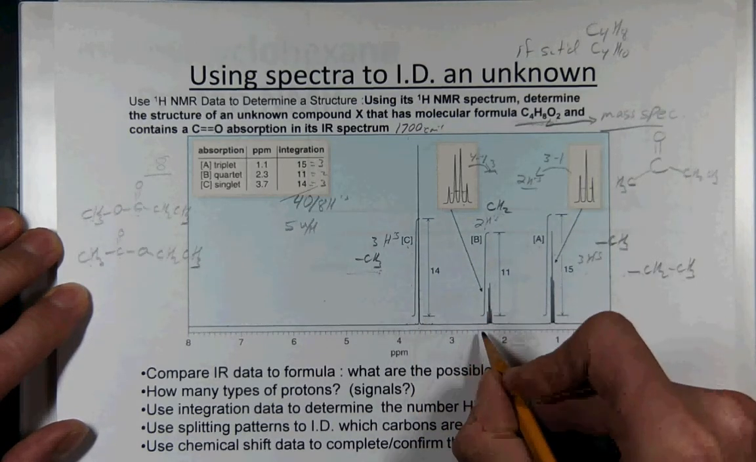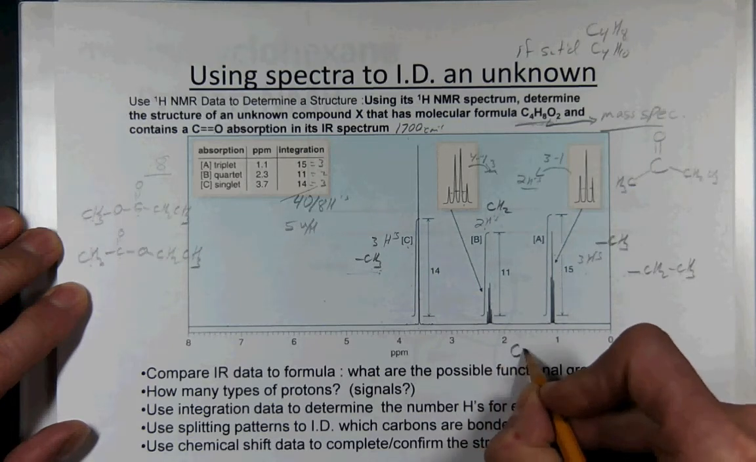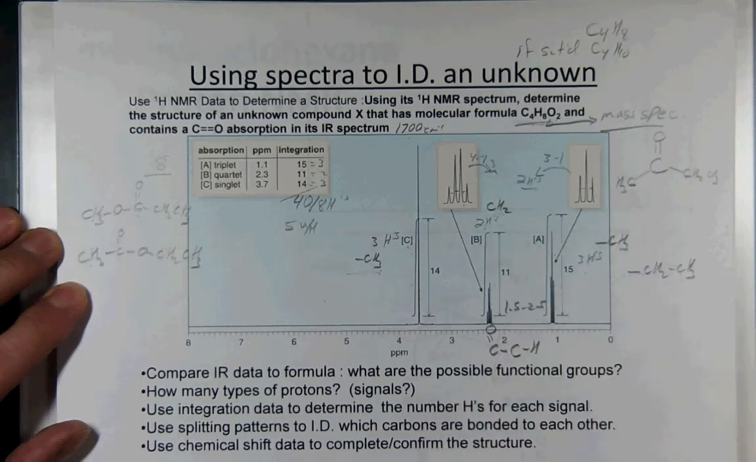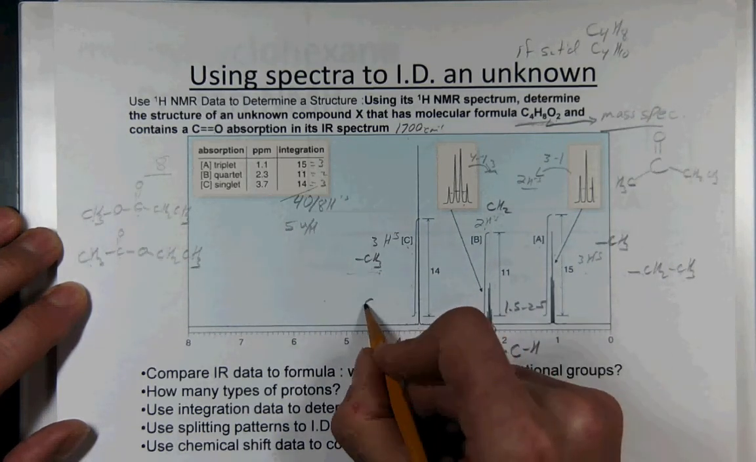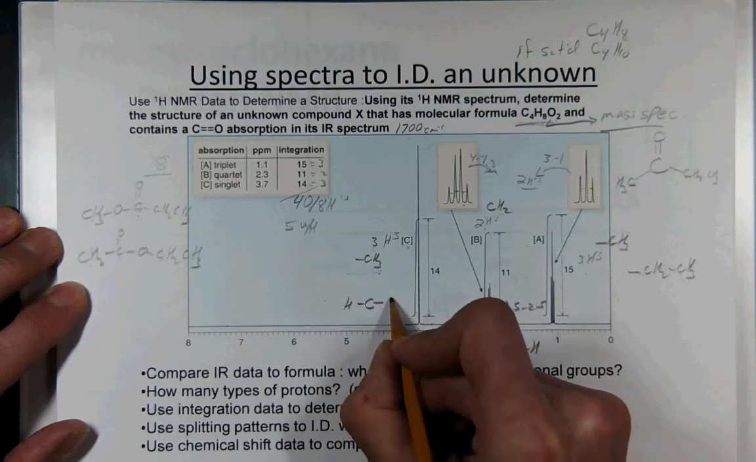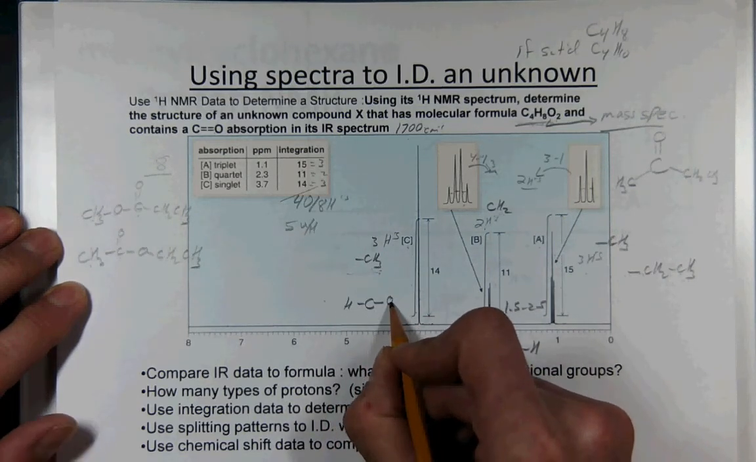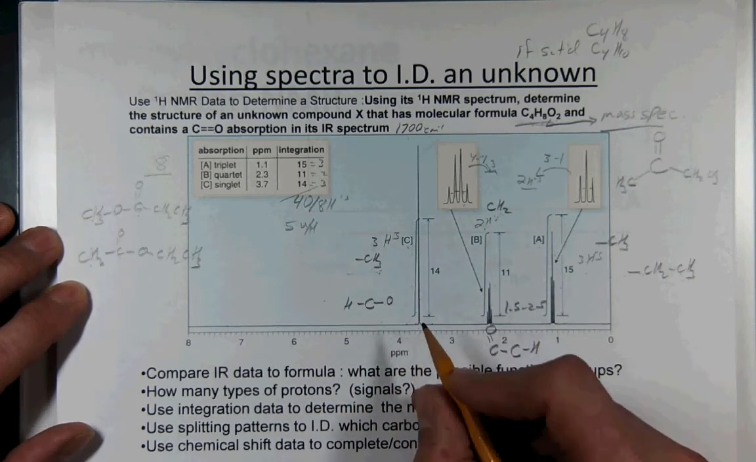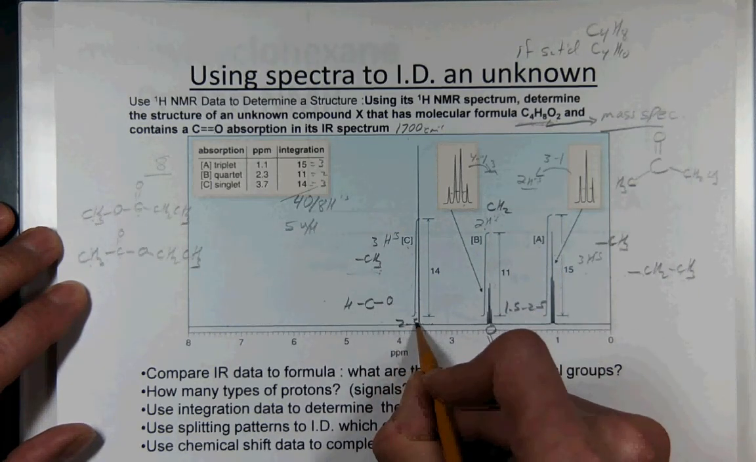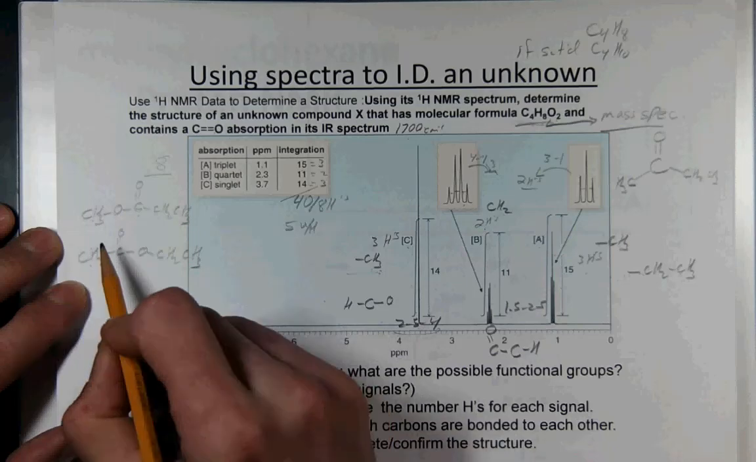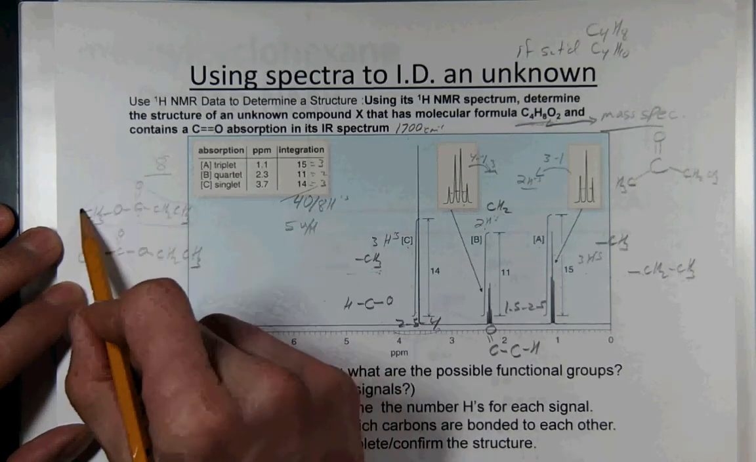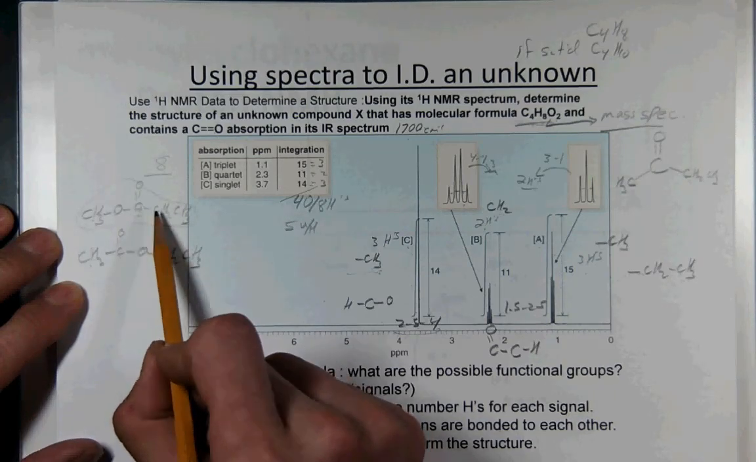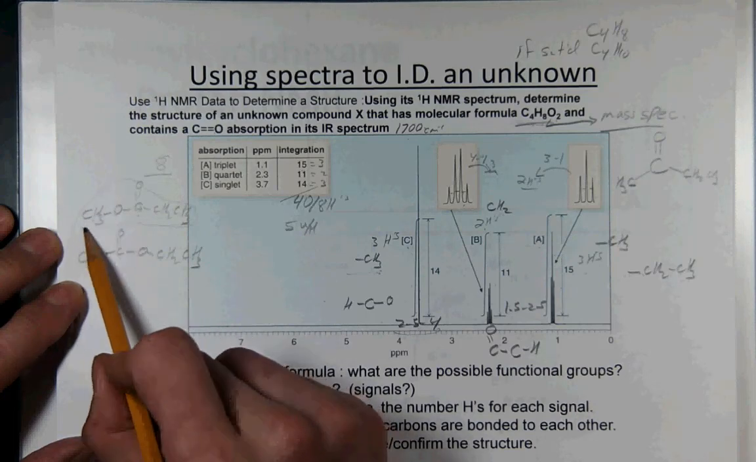I can write that down. When we have hydrogen bonded to a carbonyl, we have 1.5 to 2.5. When we have hydrogen directly bonded to an electronegative element like oxygen or nitrogen, then it's shifted further downfield, 2.5 to 4. That tells us we have this guy. This is 1, 2, 3 carbons, which would be propane. This is a propionate. This is methyl propionate.